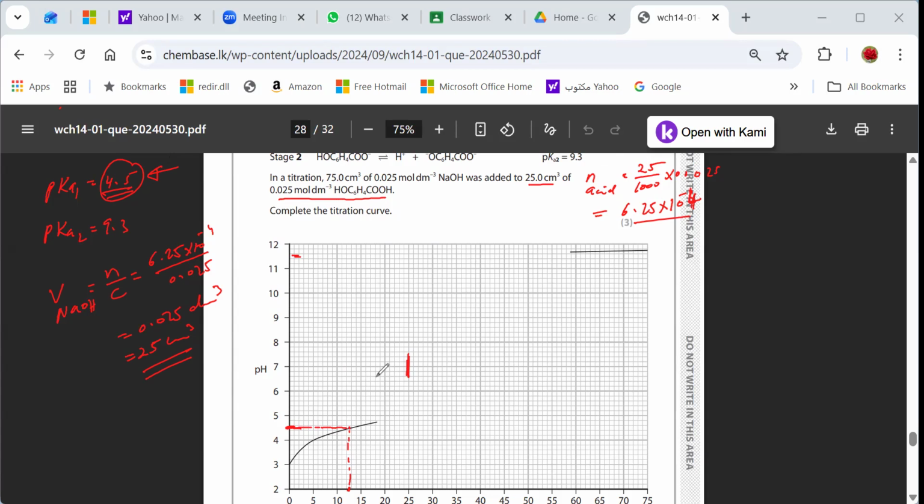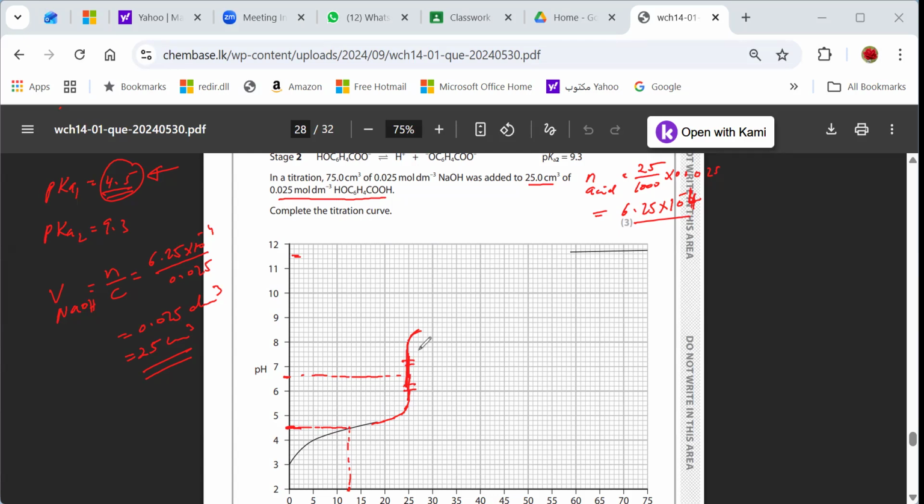Okay, and now, since it is a weak acid titrated with a strong base, we said that the pH at the equivalence point will be about 6.5, about here. So you have to draw this. If this is the half equivalence point, and this is the pH at the equivalence point, then we have to approximately double here to start the new step.